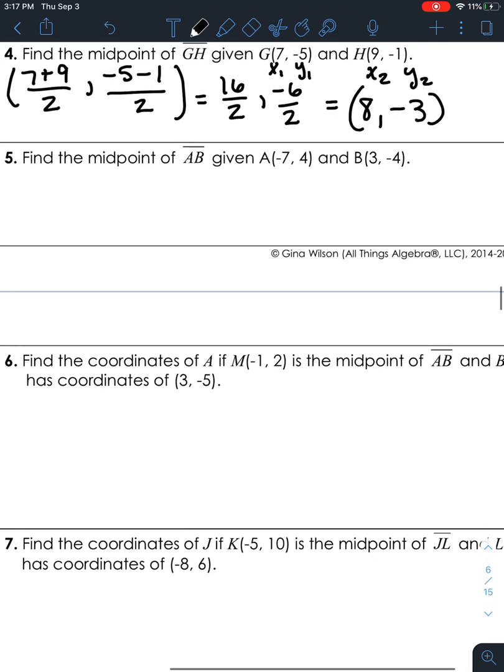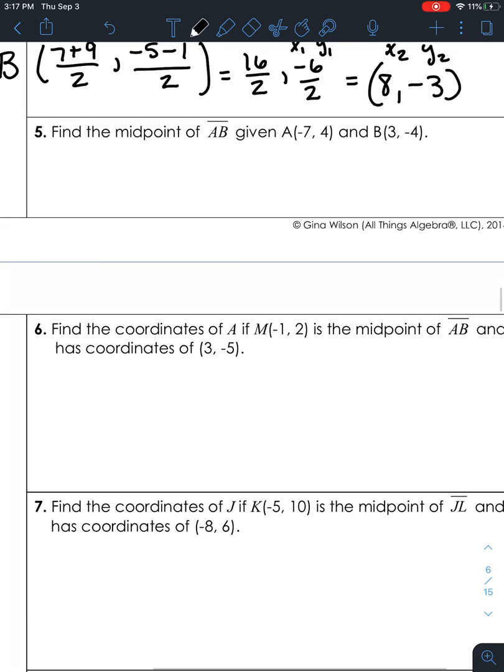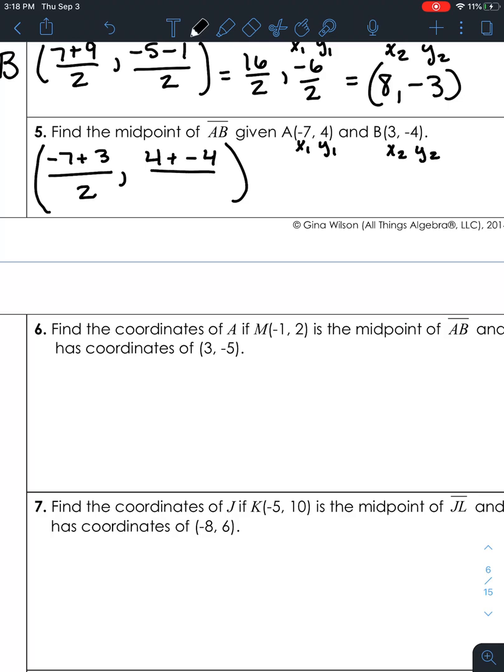All right, let's try another one. Once again, labeling it x1 and y1, x2 and y2. All right, let's plug them in the formula. X is first, so negative 7 plus 3 over 2. And our next one is going to be 4 plus negative 4 over 2.